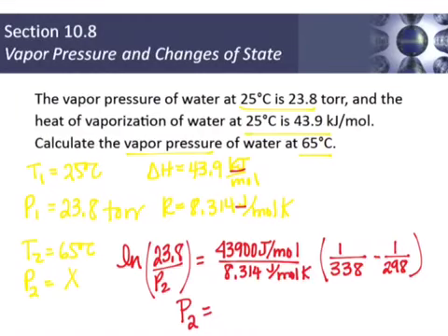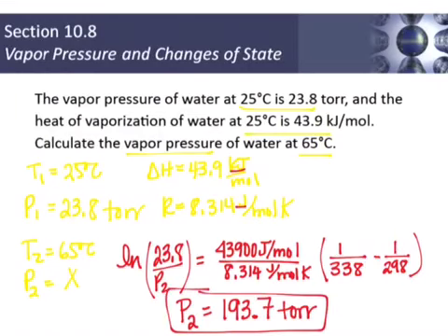Anybody get 193.7? So 193.7, and our unit is torr. I think you have a couple of those on that homework from yesterday. Questions over that? All right, so let's move on.